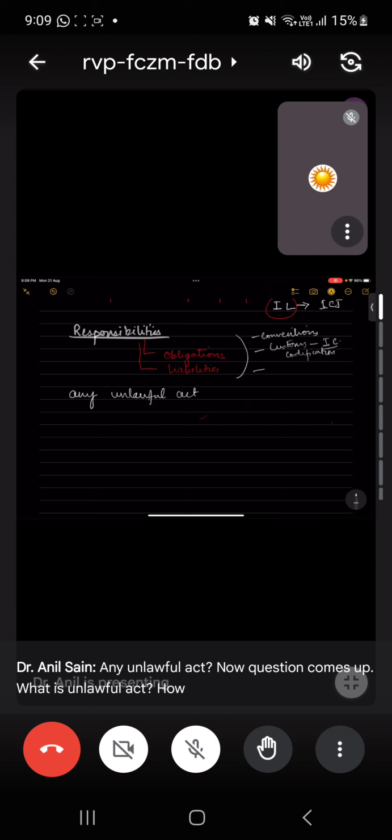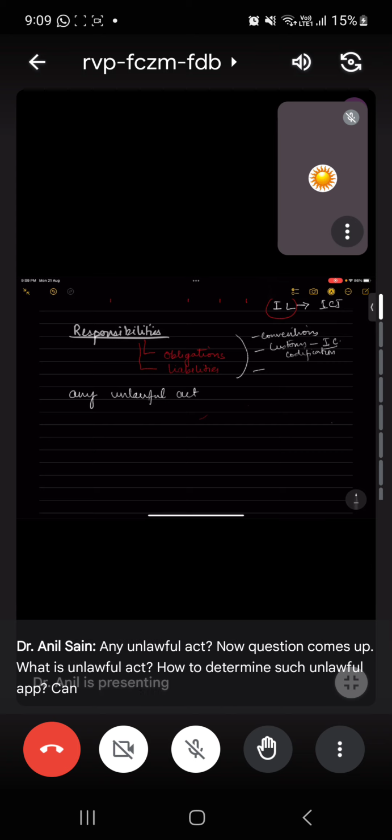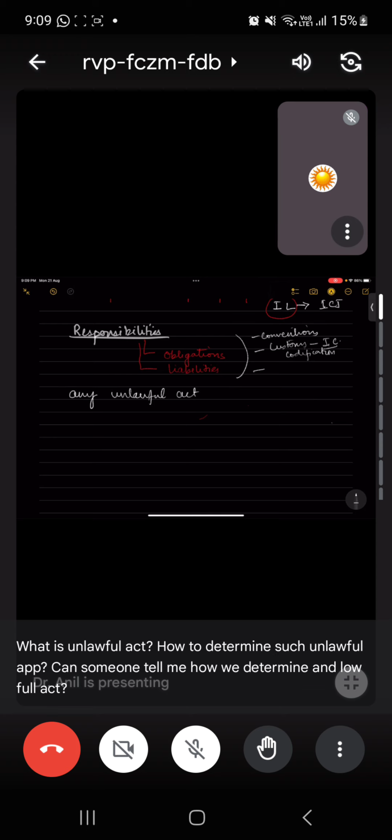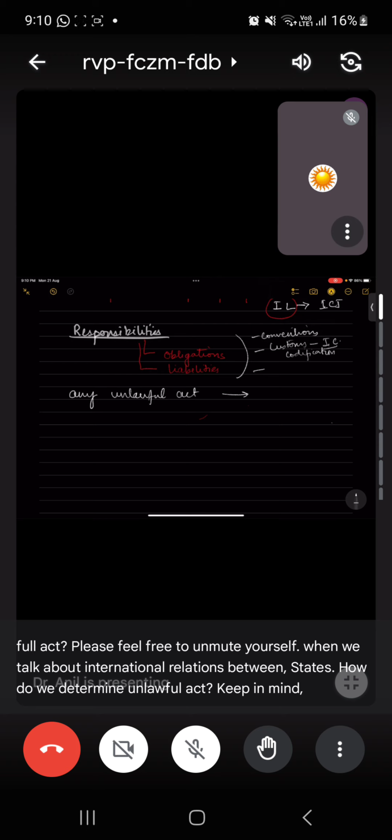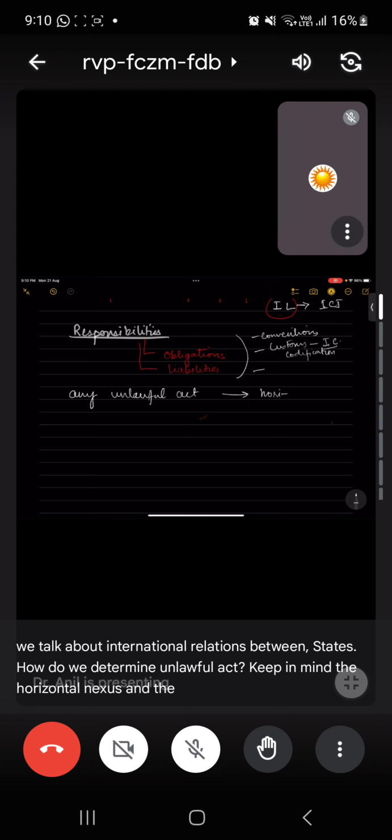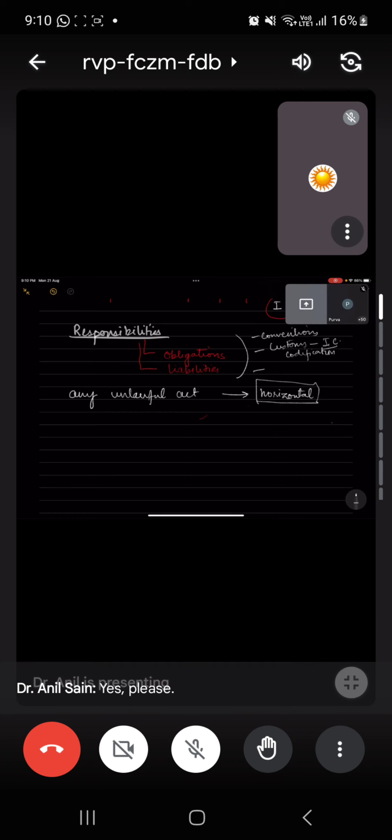Now, the question comes up: what is an unlawful act? How to determine such an unlawful act? Can someone tell me how we determine an unlawful act? Please feel free to unmute yourself. When we talk about international relations between states, how do we determine an unlawful act? Keep in mind the horizontal nexus and the relation. Yes, please. Breach of contract.